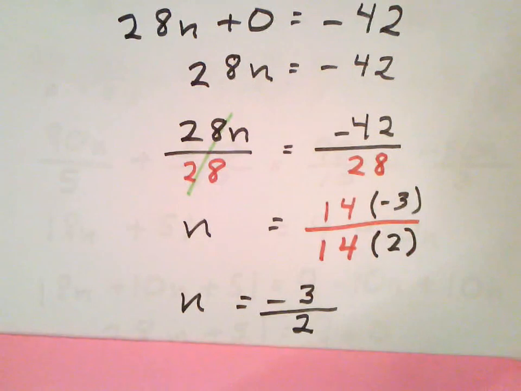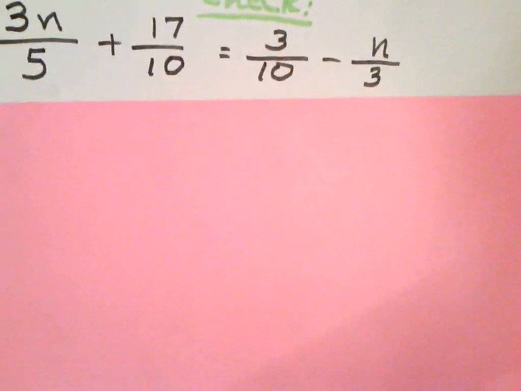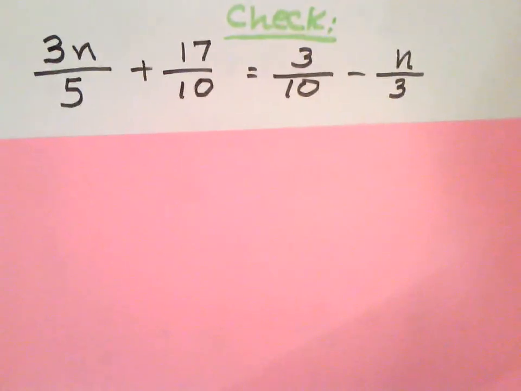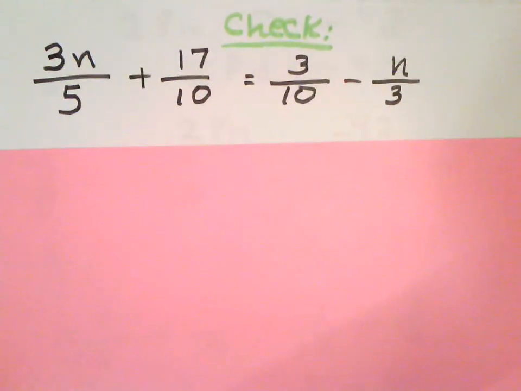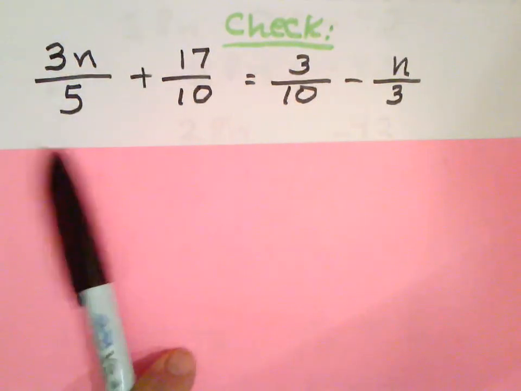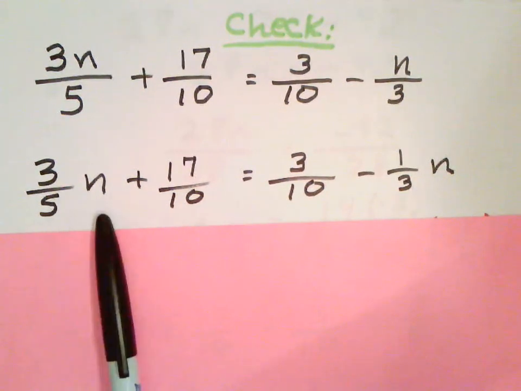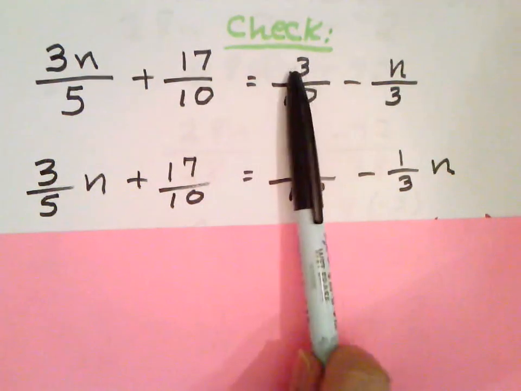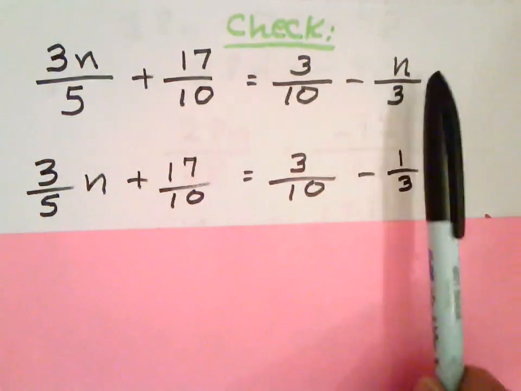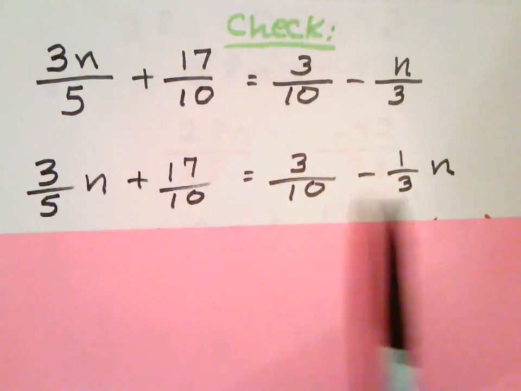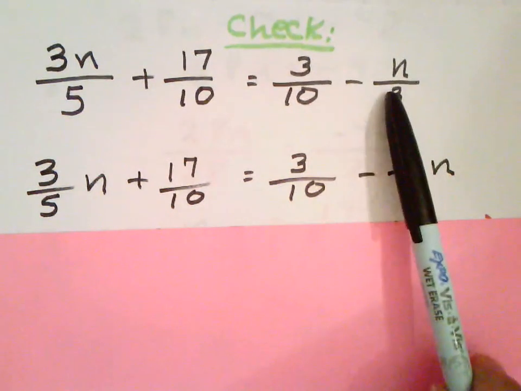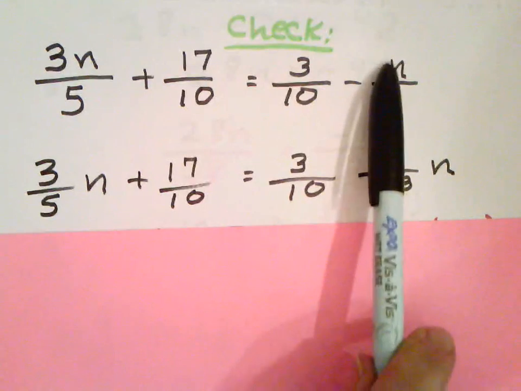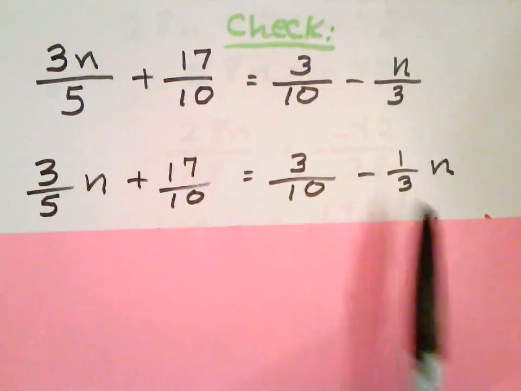And again, once we do this, we would like to check our answer. The way we start checking our answer is that we write the original problem. 3n divided by 5 is the same thing as 3/5 times n. Bring down the plus 17 over 10 equals, bring down the 3 over 10. Minus n over 3 is the same as the negative 1/3 times n, because the number that's understood to be in front of the n in the numerator is a 1. So it's a negative 1/3 times n.